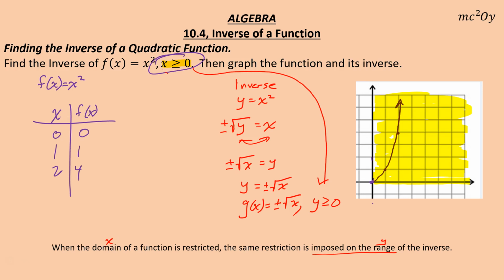Okay? And so when I'm looking at graphing this, when I graph the plus minus square root function, the square root function starts at 0. The root of 1 is 1. The root of 4 is 2. That is the square root function.